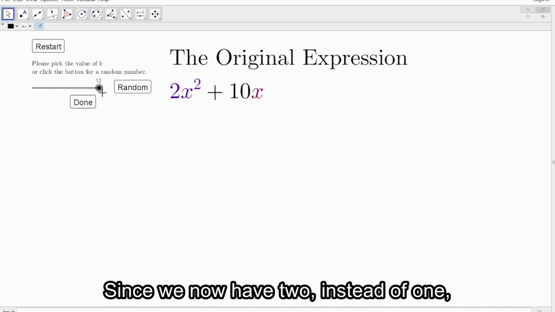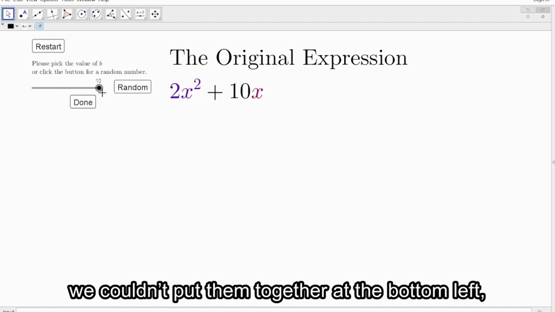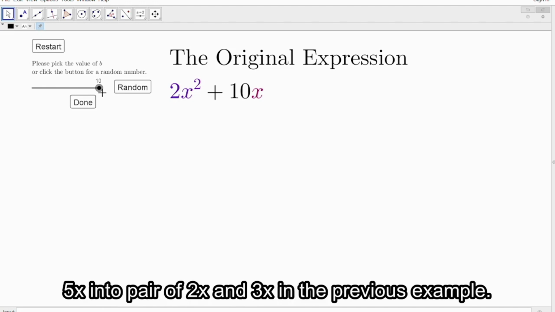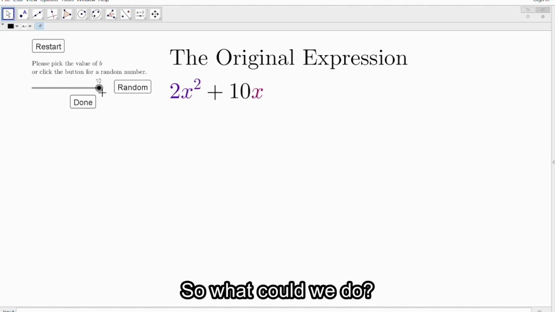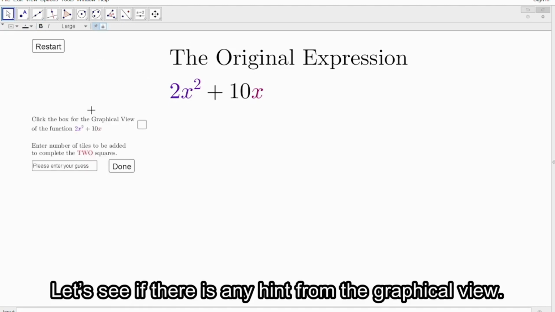Since we now have 2 instead of 1 squares with dimension x times x, we couldn't put them together at the bottom left, just like the reason why we could not divide 5x into a pair of 2x with 3x in the previous example. So, what could we do? Let's see if there is any hint from the graphical view.